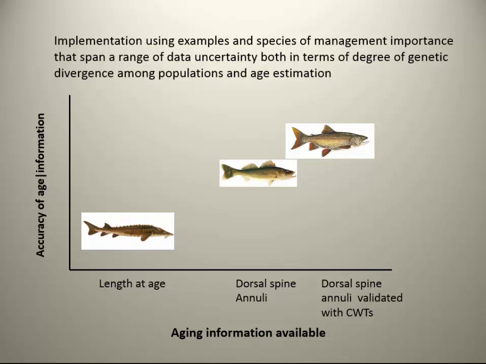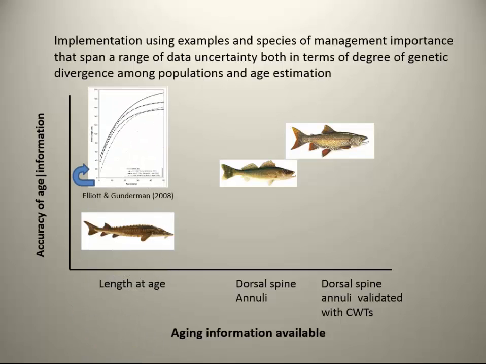So for lake sturgeon, it's very difficult to age a lot of fish, typically based on annuli of the pectoral fin here. So oftentimes we use length at age, and this is just a figure from Rob Elliott and Brian Gunderman's work of length as a function of age. However, what we're interested in is estimating age as a function of length, so we're kind of tipping this thing around.